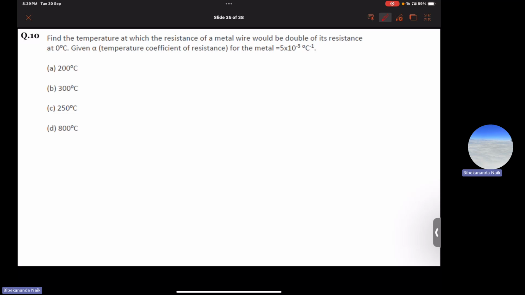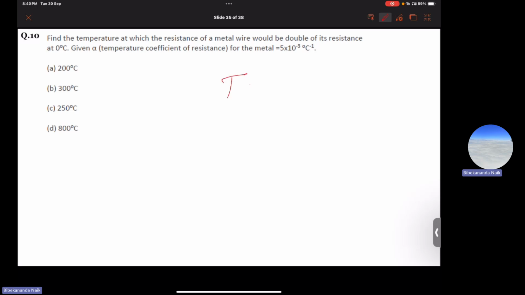Now question number 10. Question number 10 says find the temperature at which the resistance of a metal wire would be double of its resistance at 0 degree centigrade, given alpha is the temperature coefficient of resistance for metal, which is 5 into 10 to the power minus 3 per degree centigrade. This question is again pretty much similar to the previous question, but here we need to find out the temperature value, not the value of alpha. We need to find the temperature at which the resistance of the metal wire will be double its resistance at 0 degree.